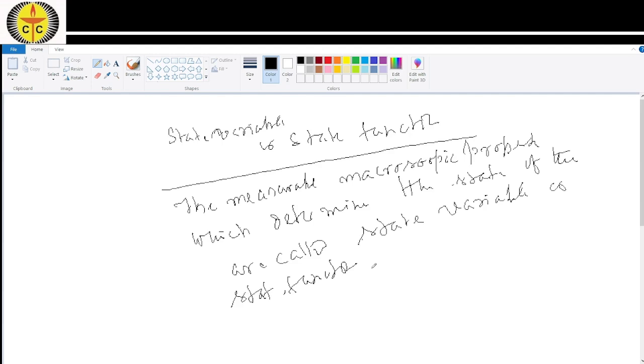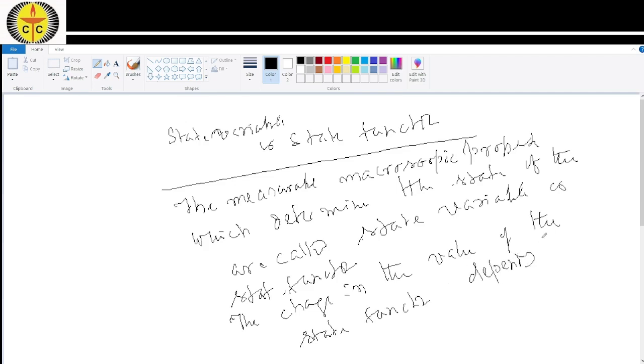So the change in the value of the state function, also called state variables or state functions, depends only on the initial and final state of the system, no other factors.